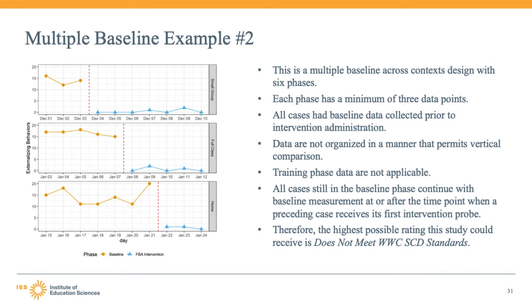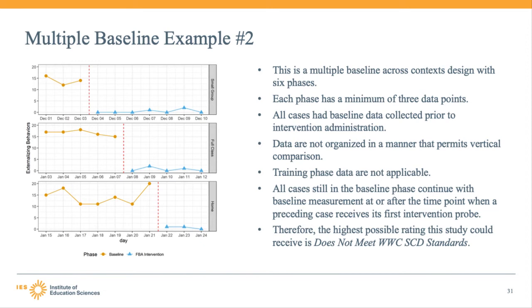Second, presentation of these findings shows an example when the data are organized in such a way that vertical comparison across cases is not possible. Namely, data collection for case 1 occurred between December 1st and December 10th. Data collection for case 2 occurred between January 3rd and January 12th, and data collection for case 3 occurred between January 15th and January 24th.